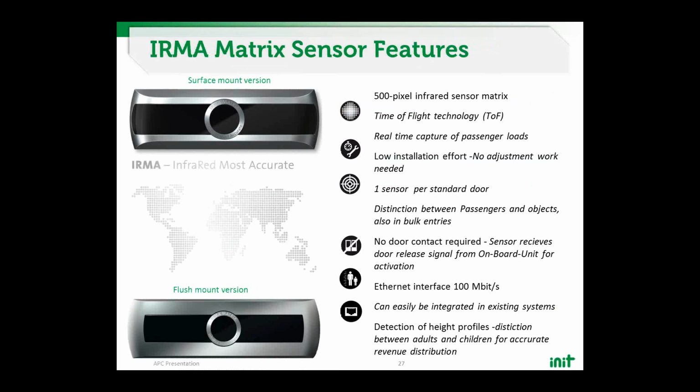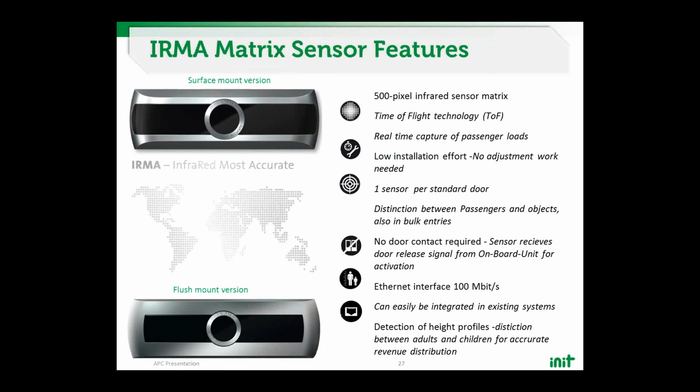So I'm just moving further. We have these 2 sensor types. One is the surface mount and one is the flush mount version. So for OEM business, we have the cutout in the doorway. It's on the bottom. If you do a retrofit on buses, you can have the cutout right away, and there's one sensor basically installed in the doorway.